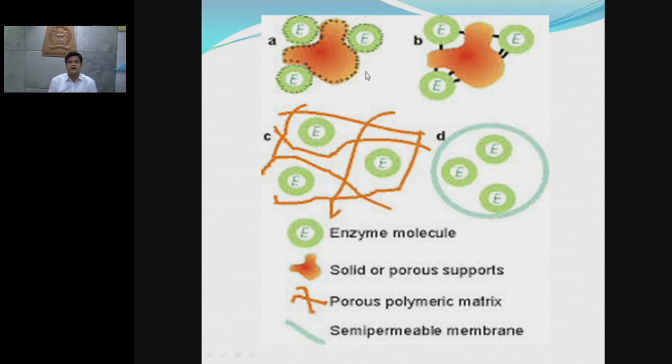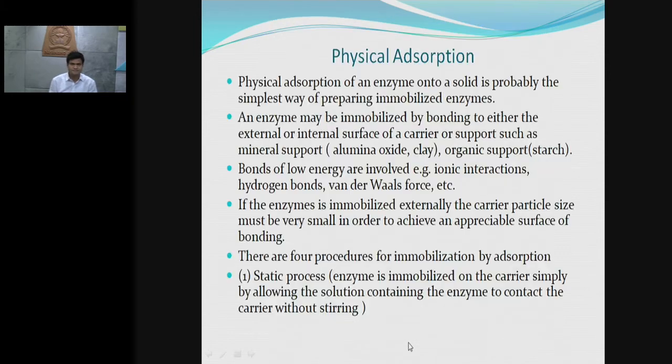Enzymes are already immobilized with a particular solid insoluble matrix or support. So we can use this enzyme for reuse in many reactions. Green is the enzyme, brown color is a solid or porous support. The mesh-like part is also a porous polymeric matrix, and this line is a semi-permeable membrane.